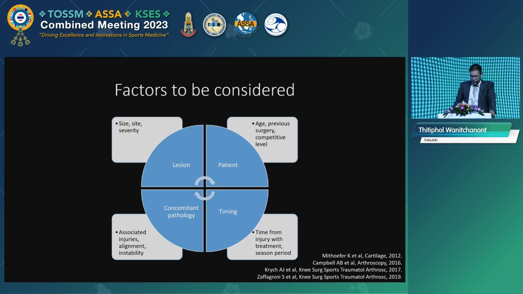Apart from that, we have to consider the associated injury. If there is malalignment or instability that needs to be corrected, then operative treatment may be the answer. And the timing is crucial because the time from injury to treatment will correlate with the result. The less time from injury to treatment, the better outcome you will have. And of course, one more thing we have to consider is the season period. Whether it's in season or off season affects our decision making.